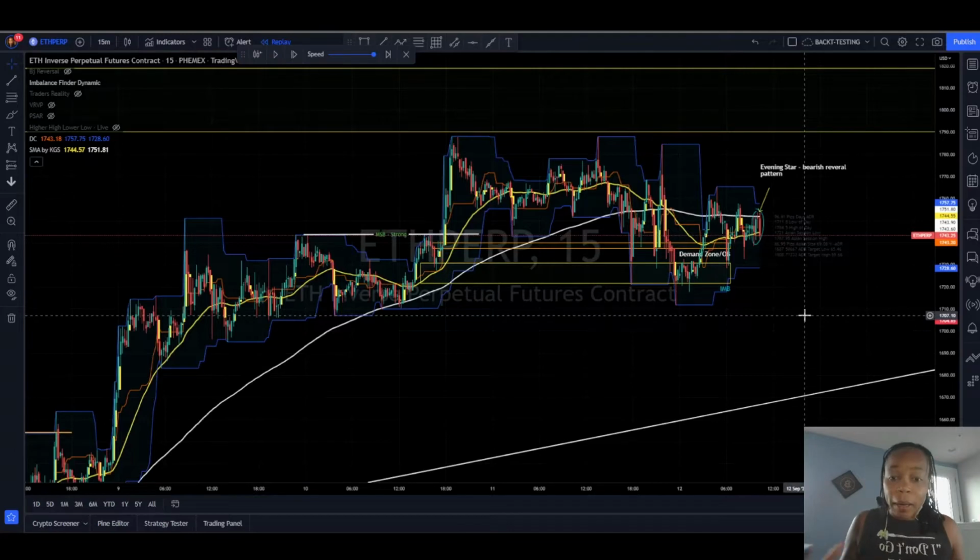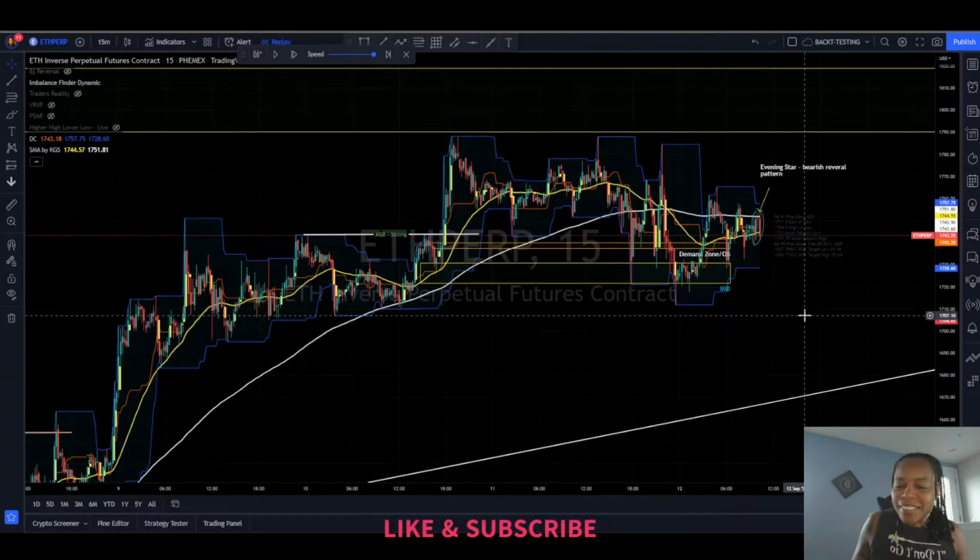and a potential trade setup that I saw as well, but I was working, so I didn't have time to really take it.